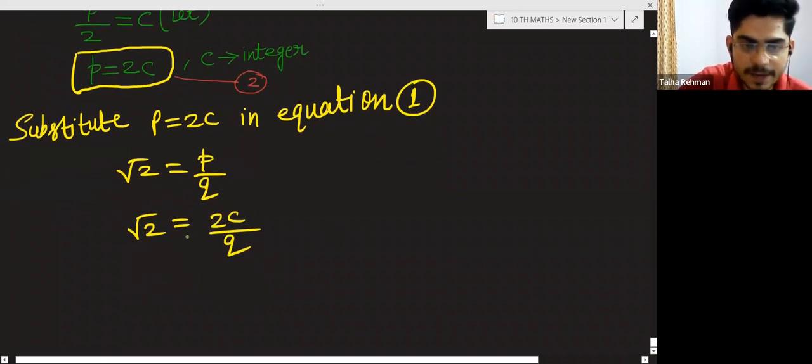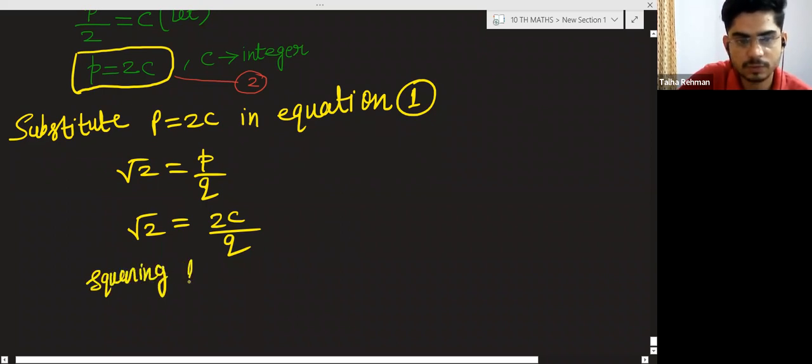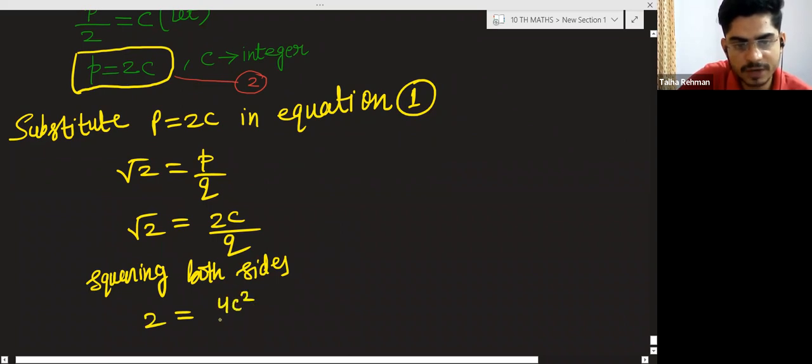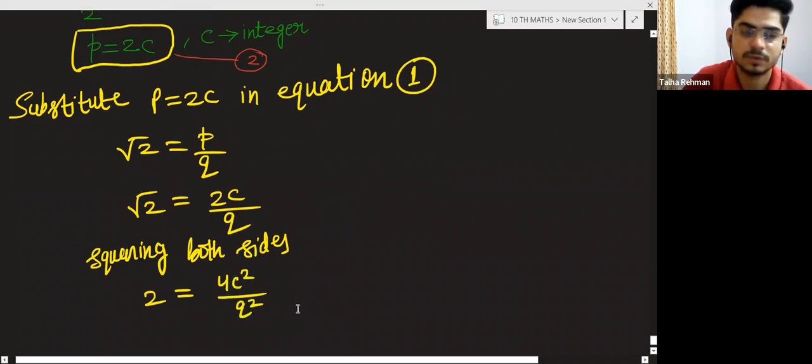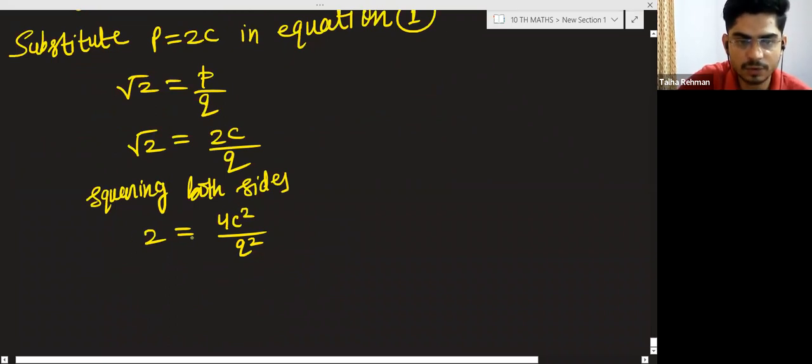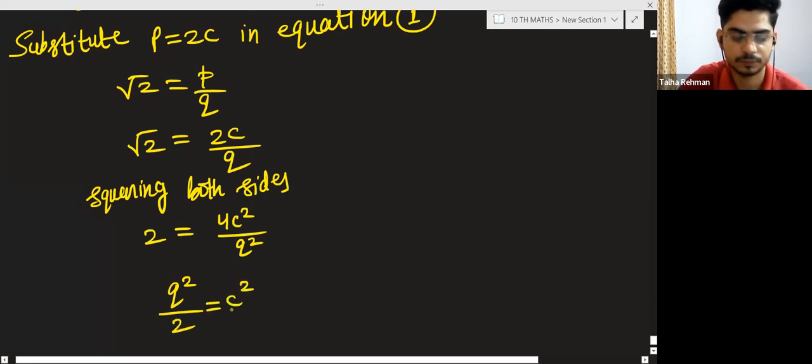So Azaan, now again I am squaring both sides because here is under root. We have to remove this under root. So squaring both sides, you will get 2 here, 4C square divided by Q square. And from here, when you cancel this out, you will get Q square divided by 2 is equal to C square.